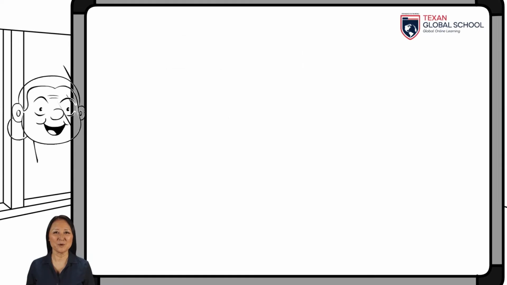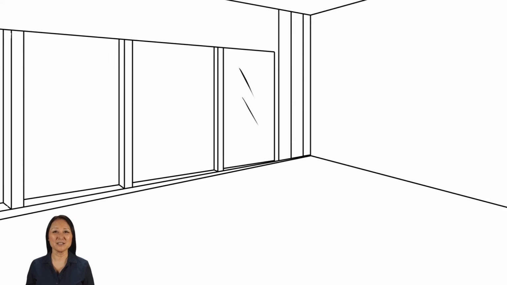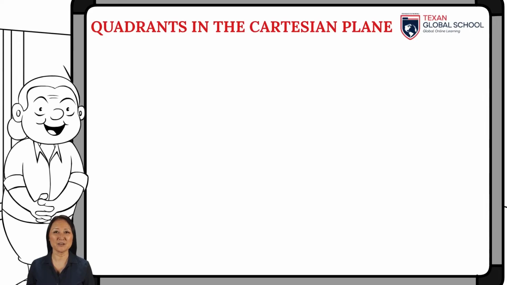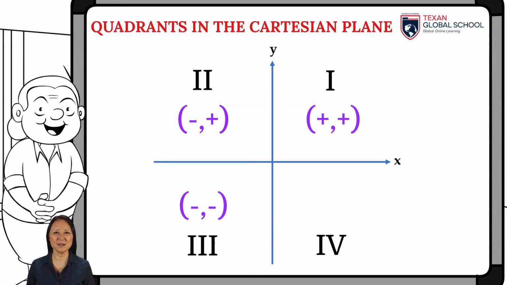In this class, we will analyze the trigonometric functions in the plane and the signs of their ratios. Let us remember the order of the quadrants in the Cartesian plane. In a counterclockwise direction, quadrant 1 has positive coordinates. In quadrant 2, the abscissa is negative and the ordinate is positive. In quadrant 3, the abscissa and the ordinate are negative. And in quadrant 4, the abscissa is positive and the ordinate is negative.